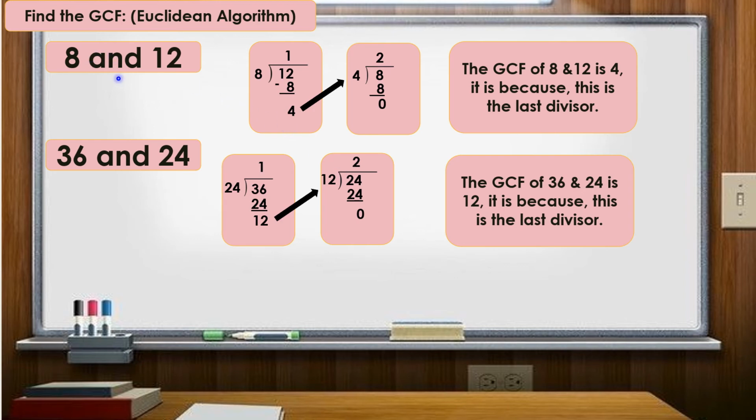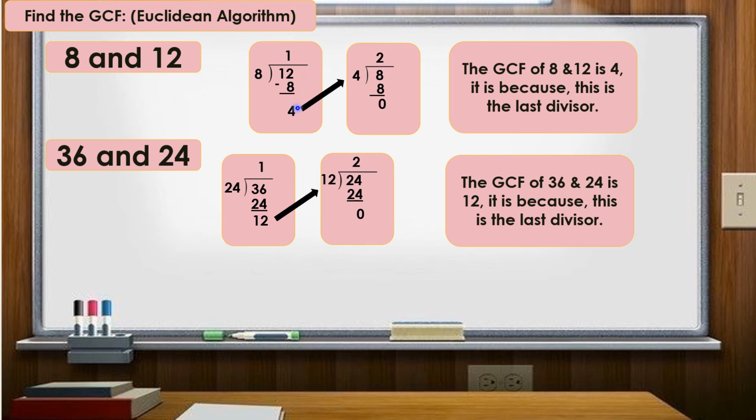For example, we have 8 and 12. In order to get this, find first the smallest number and the bigger number. So the smallest number is 8, therefore it will become the divisor, and 12 will become the dividend. So again, you need to divide it. 12 divided by 8 is 1, and multiply it, 8, subtract, you get 4. So after that, there's no number to bring down, therefore, this should be the remainder.